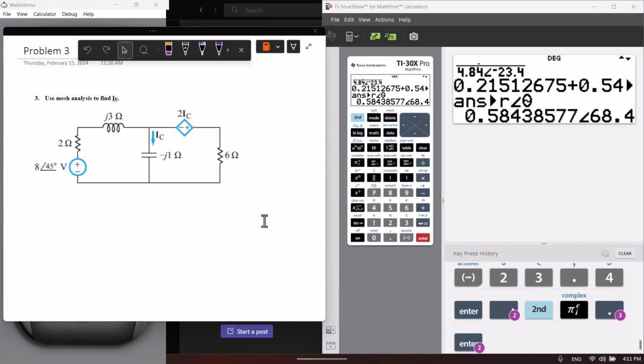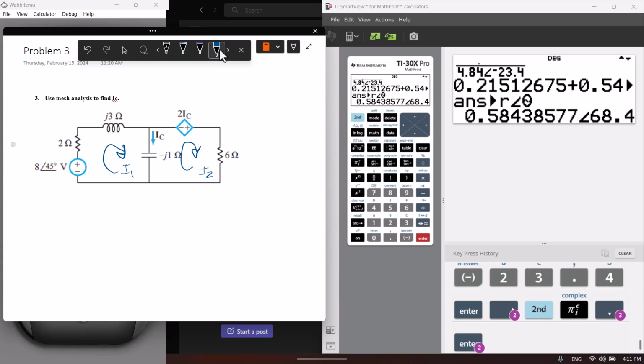Now, I know different people have different philosophies on this. I'm always going to draw my meshes the same way, and I'm going to draw them the same direction. You don't have to; you can do whatever you want. I like consistency. I always do my meshes like that. This is I1 and this is I2. And that way I can keep track of what is what.